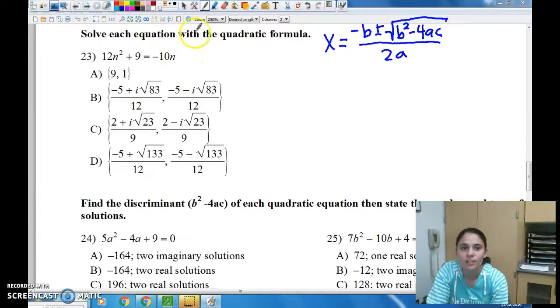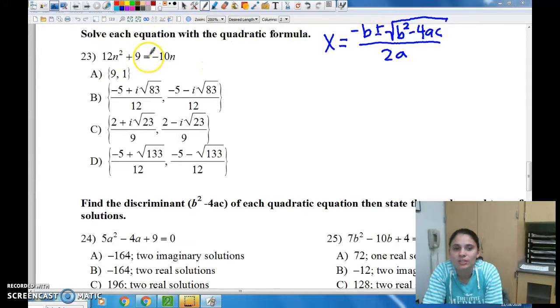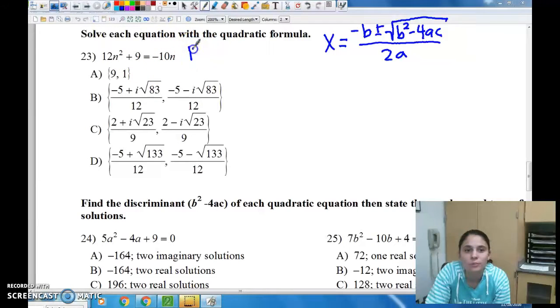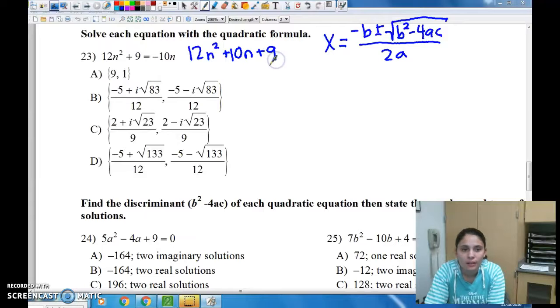So now I need to figure out what my A, B, and C are in this equation. In order to do that, I'm going to add a 10n over. So I have 12n squared, plus 10n, plus 9. So now my A is 12, my B is 10, and my C is 9. So I can go ahead and just plug those numbers into here.